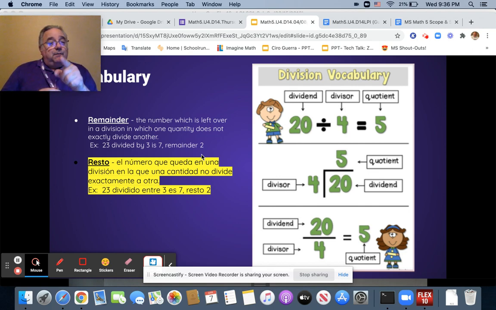Vocabulary alert. Make sure you remember the next 3. You will see them in your exit ticket today, I guarantee. Dividend: the number we are dividing. The divisor is what we're dividing that number by. And the quotient is the answer. Dividend, divisor, quotient. Remember the 3 because you will see them later today.